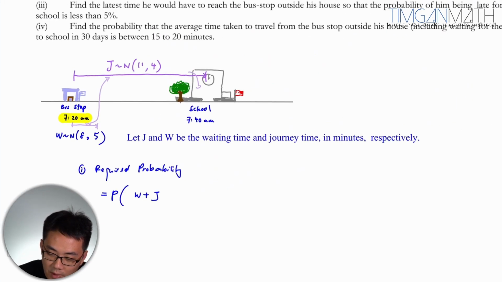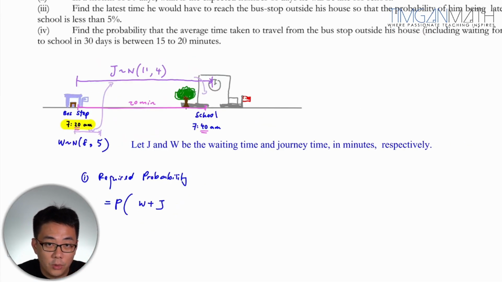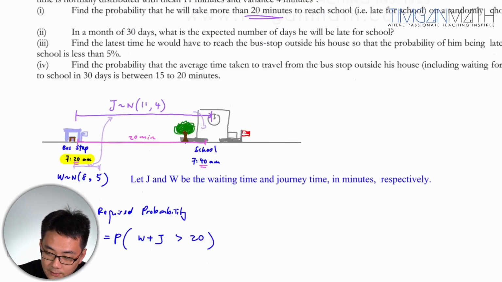You add these both up, because essentially school starts at 7:40, you arrive at 7:20, meaning you only have an allowance of 20 minutes. Anything more than 20 minutes, you are doomed. Okay? So school starts at 7:40, you reach at 7:20. You just need to make sure that your waiting time plus your journey time, if it's more than 20, you are doomed lah. So this is the probability of being late. Okay?